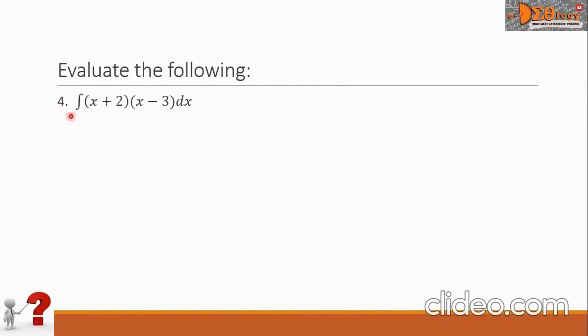Example 4. The integral of the product x plus 2 times x minus 3 dx. In here, we are going to evaluate the product first. We have the integral of the polynomial x squared minus x minus 6 dx. This is the product of our x plus 2 times x minus 3. From here, we're going to show that we're going to take the integral of each of the terms.